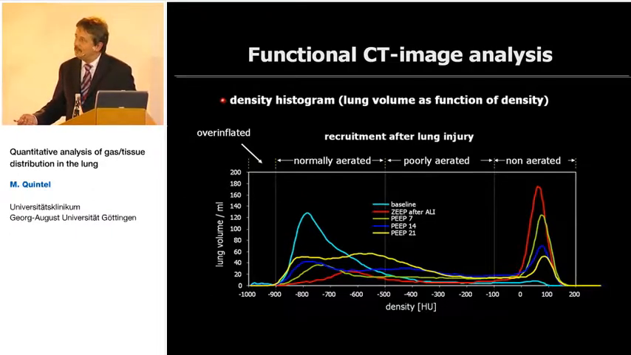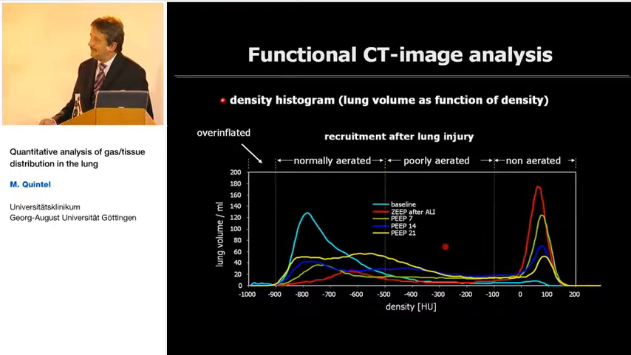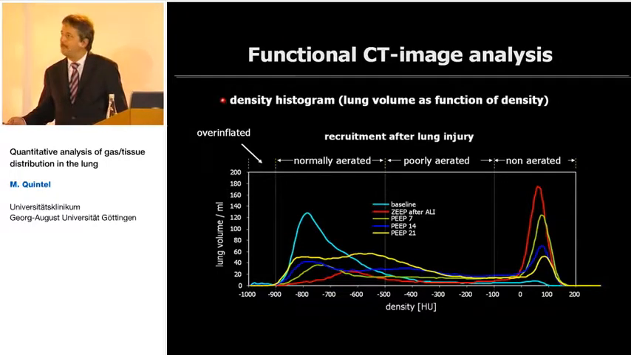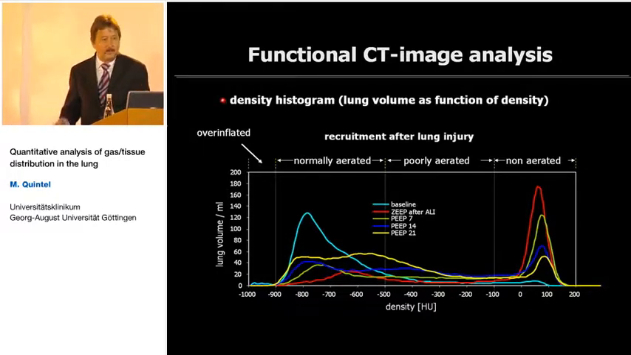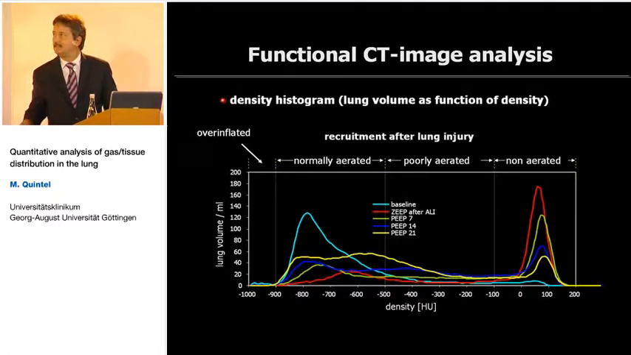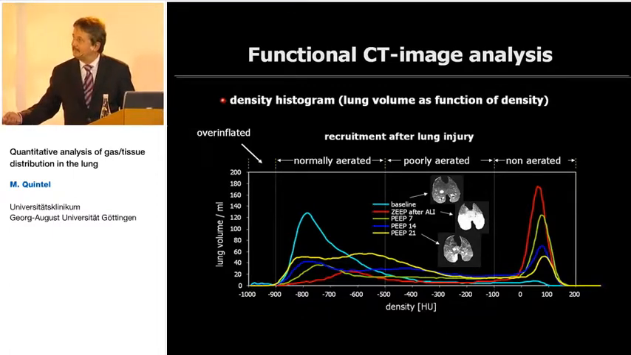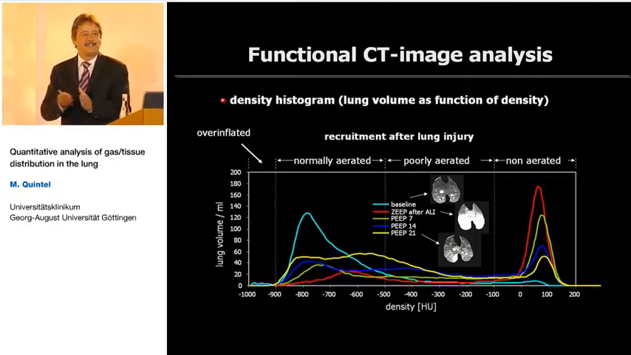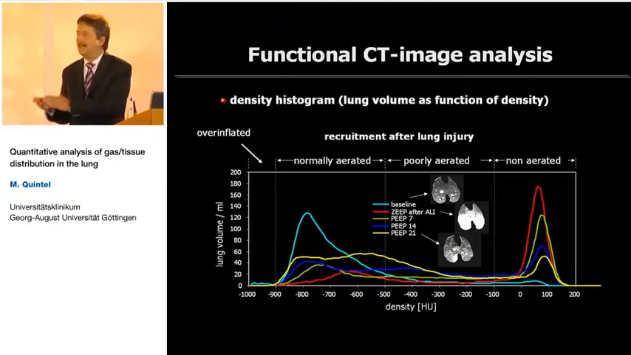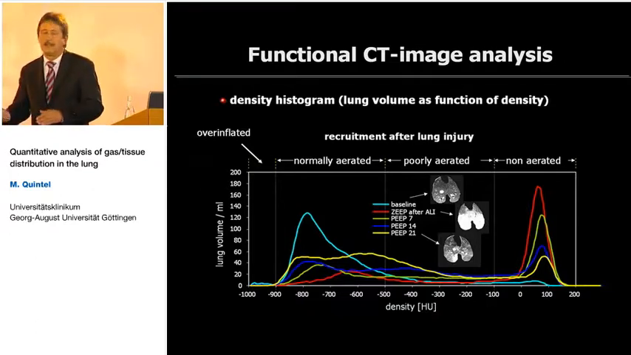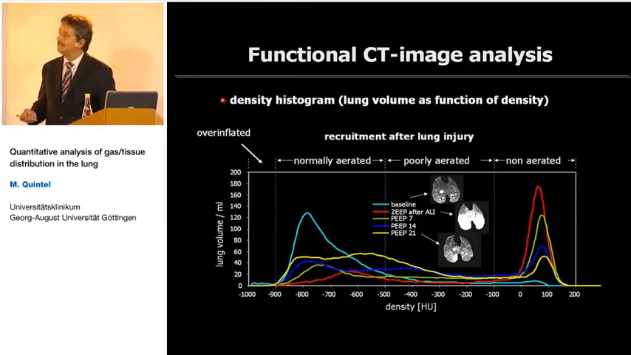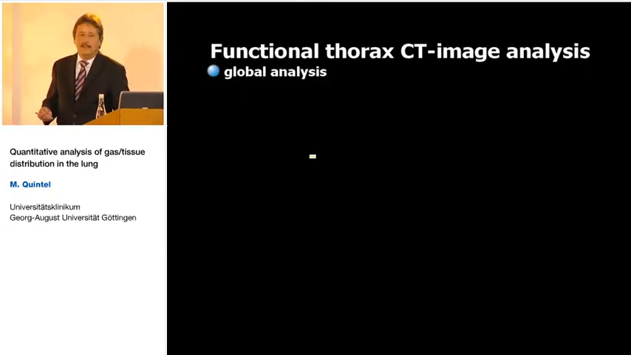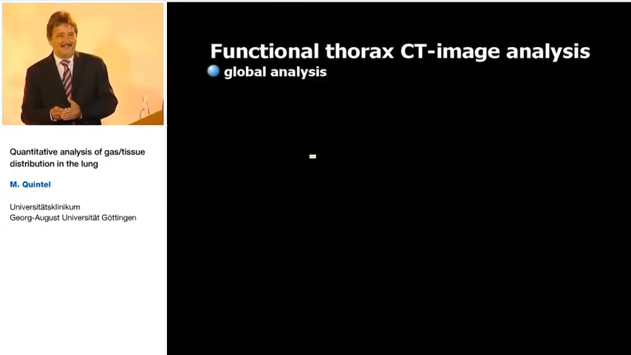Then you add lung injury, and you add it at ZEEP, which is the red line. So the highest point is here. Then you increase the PEEP level step by step from 7 to 14 to 21. If we look at the corresponding CT scans, it looks like this. This is ZEEP after acute lung injury, and this is at the highest PEEP level of 21, which means we are at least able to shift this curve a little bit from the non-aerated to the aerated parts of this Hounsfield density distribution.